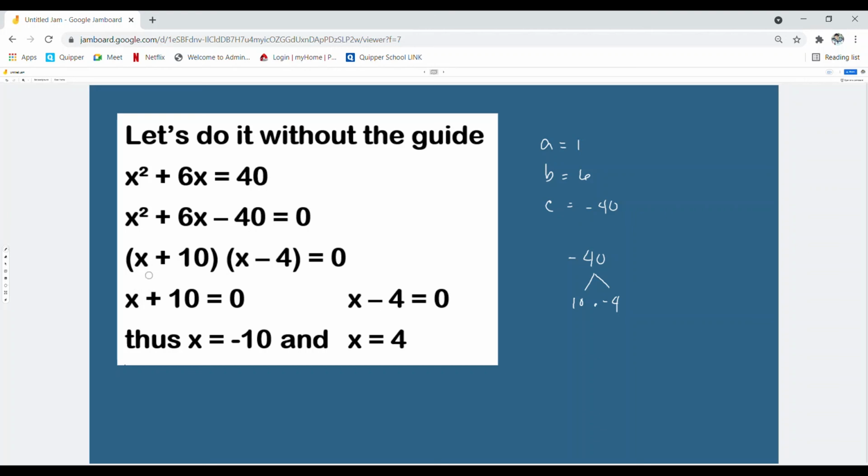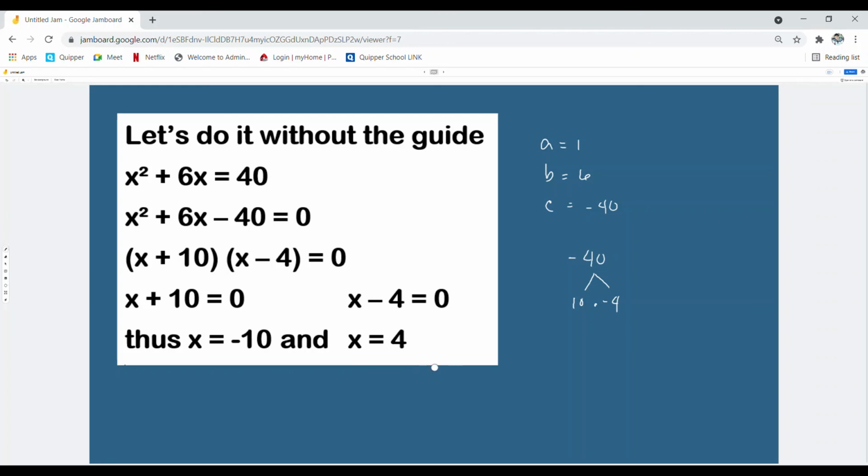So that will complete our factors. Then you can write quantity x plus 10 times quantity x minus 4 equals 0. And so you equate every factor to 0. So x plus 10 equals 0, and then x minus 4 equals 0. And you can just transpose. Therefore, your x is equal to negative 10. The other x is a positive 4 because you transpose negative 4 to positive 4. Therefore, your roots are negative 10 and 4.